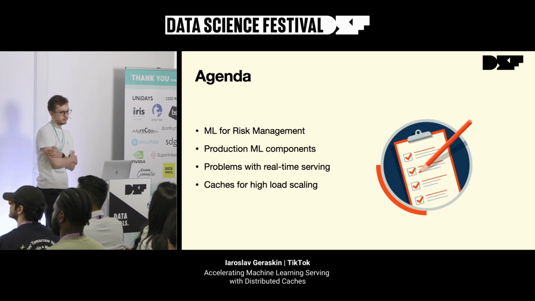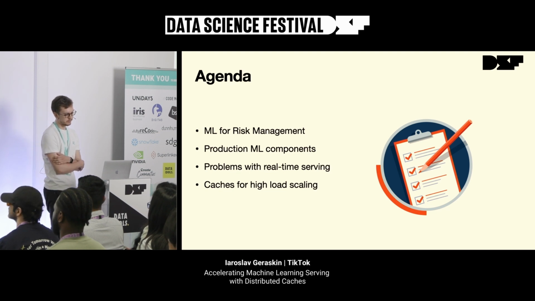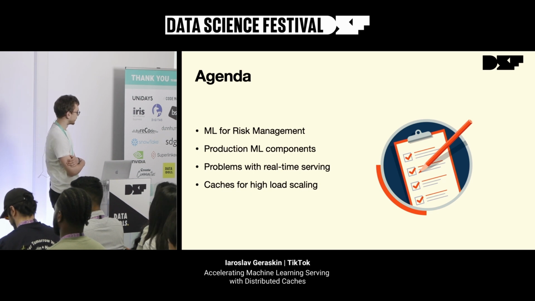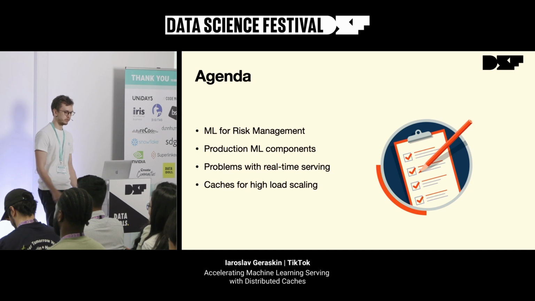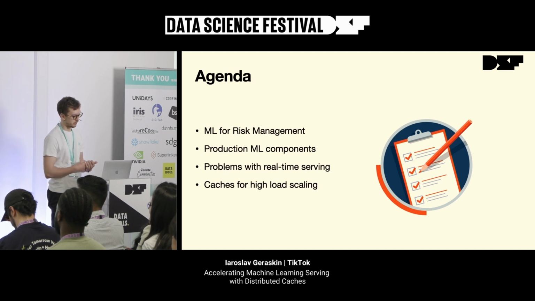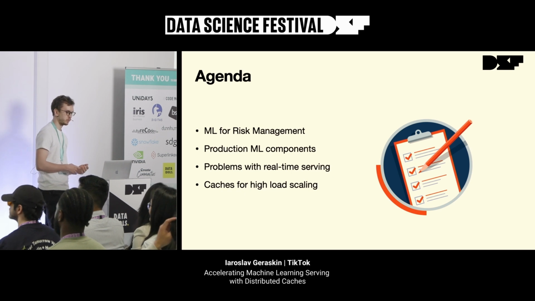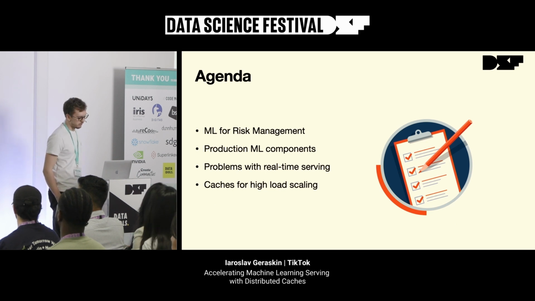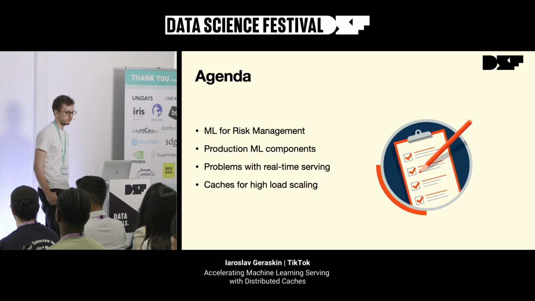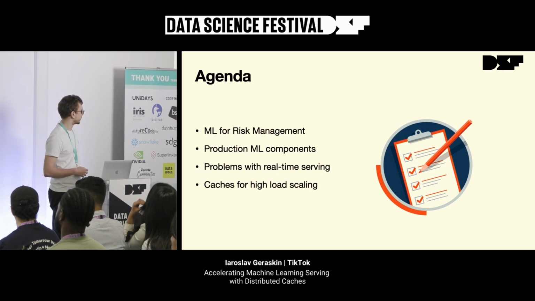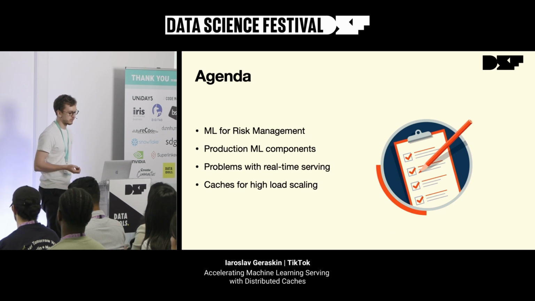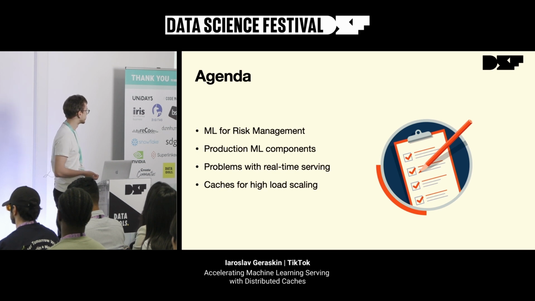So today, I want to talk about machine learning for risk management and some use cases for that. I want to talk about production components: how do we put machine learning models for risk management in production and what problems we can encounter. When the scale is big, we may want to save some resources when serving those models, or we may encounter problems with latency because we don't have that vast amount of resources to serve these models. And that's where I want to talk about caches and how caching for such models can help.